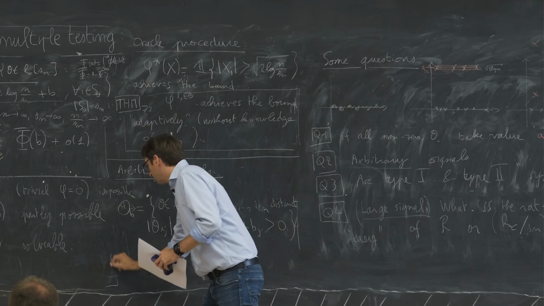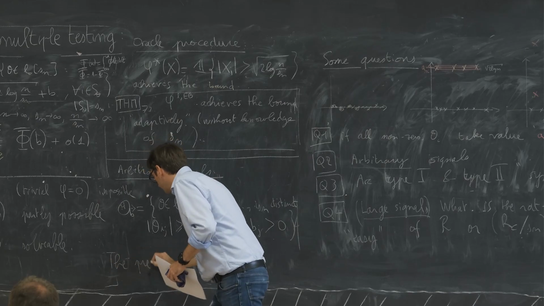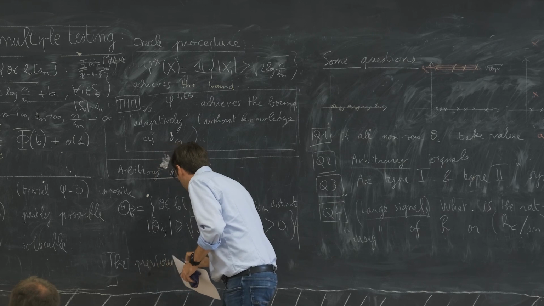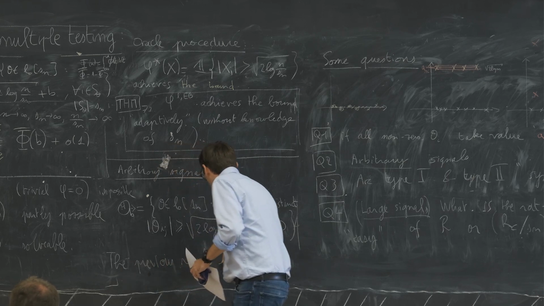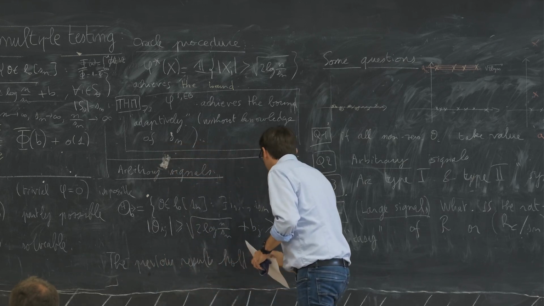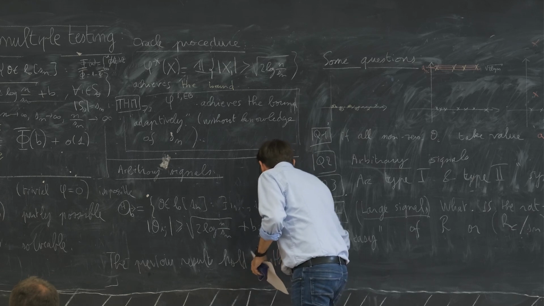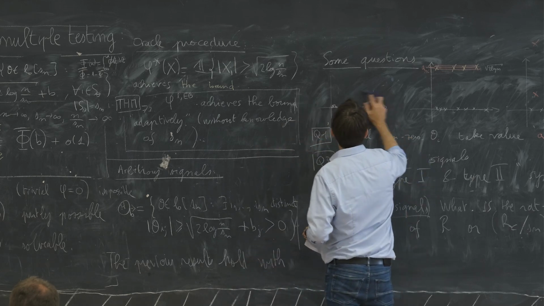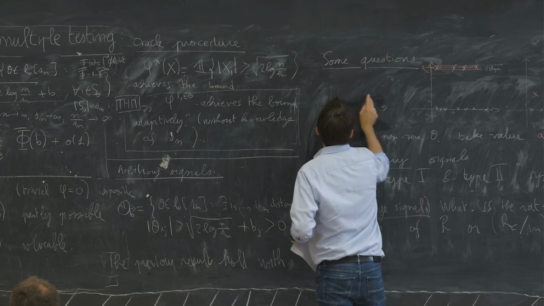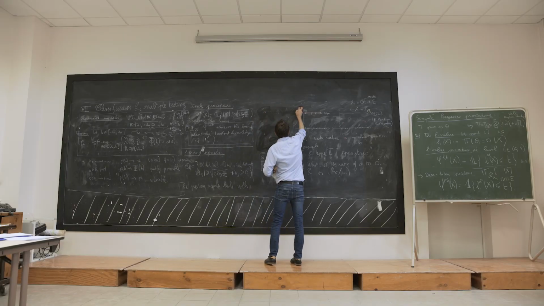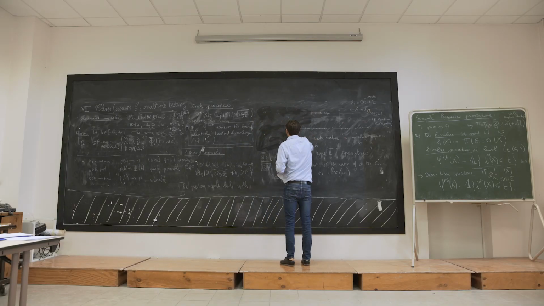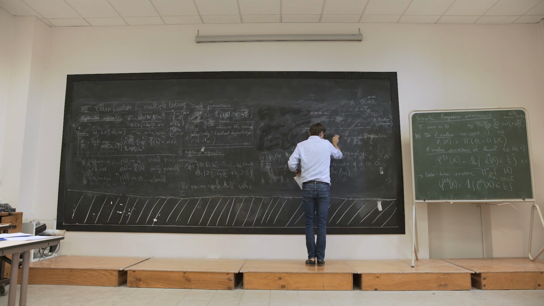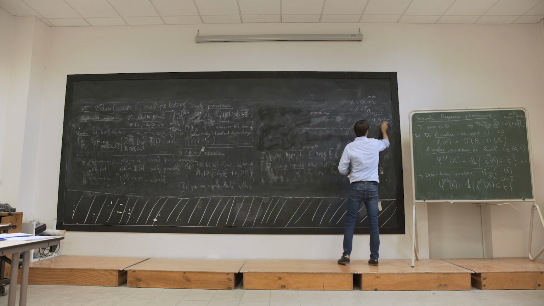And then what happens is that the previous results hold with optimal constants replaced by some very natural quantity, which is just the average over the signals of the phi bar of bj's.